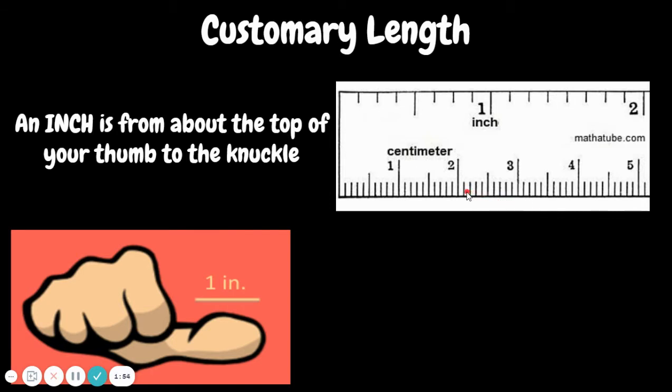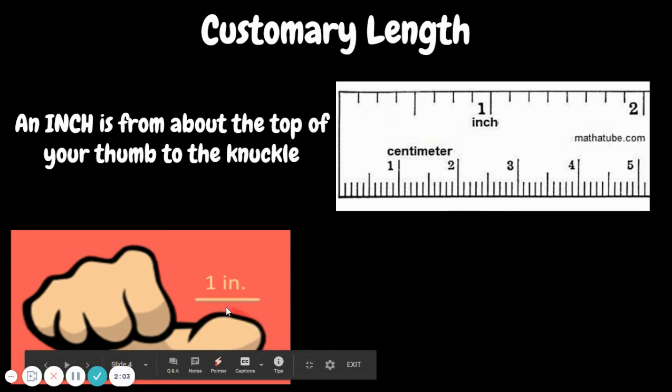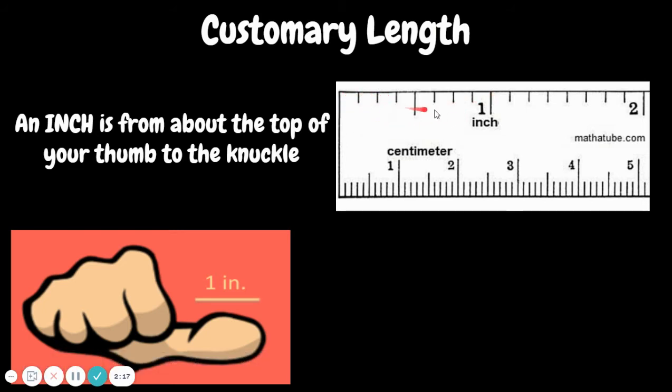All right, so looking at these couple of slides that we put together, an inch is about from the top of your thumb to the knuckle. So from this point of your thumb to that little crease right here should be about an inch. It should be close to or around an inch, and also an inch right here. So we start, move all the way down here. It's 1 inch.